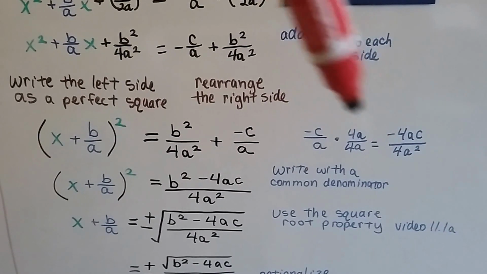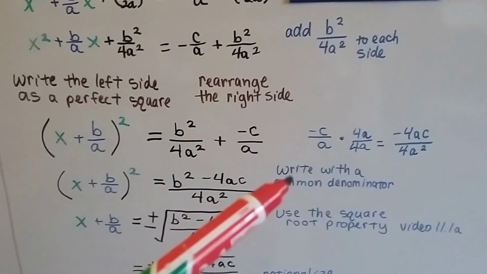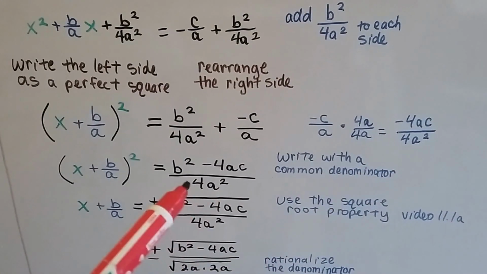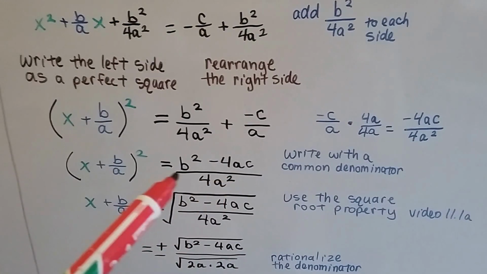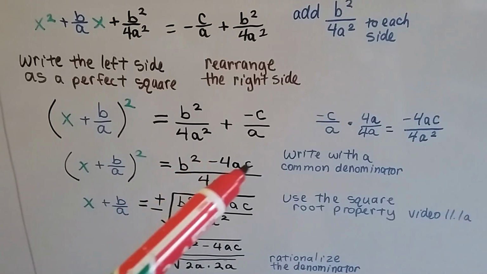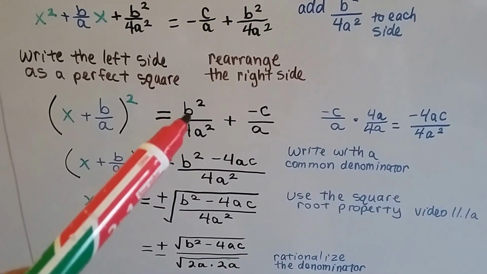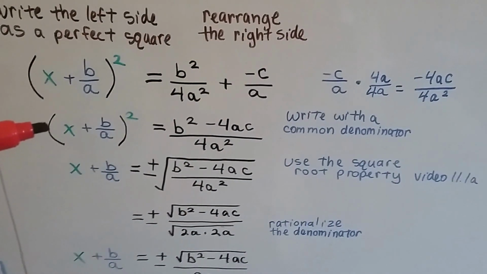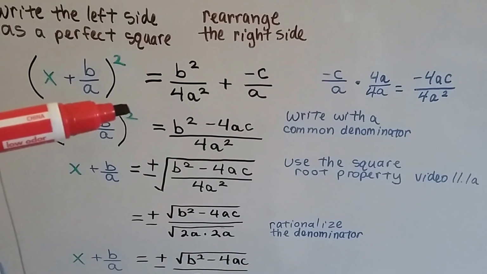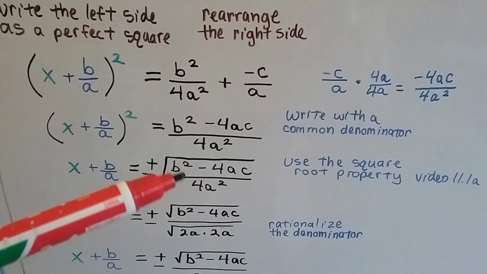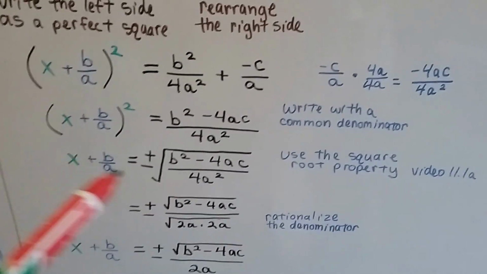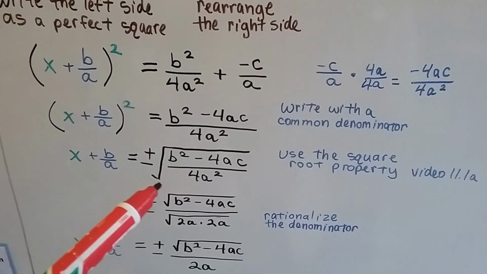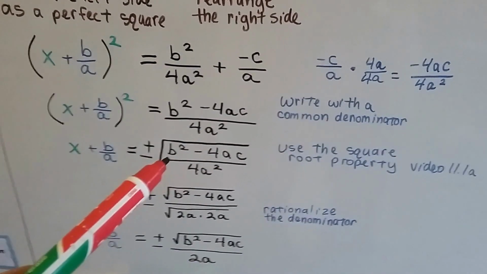That's the numerator. Because this has 4a squared as a denominator, and that has 4a squared as a denominator, they can share the fraction line. And we put our b squared minus 4ac as the numerator. Now, we're going to use the square root property that says we could take away these parentheses and that 2 exponent and flip a radical sign onto the guys on this side. And we do that. And we put the plus or minus, because we don't know if it's plus or minus. So now, this is our square root.